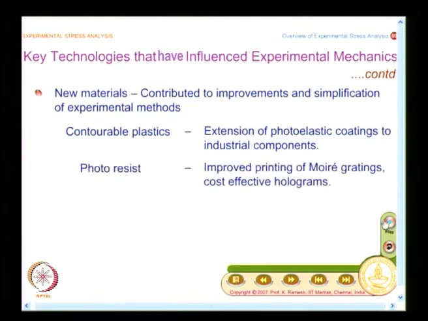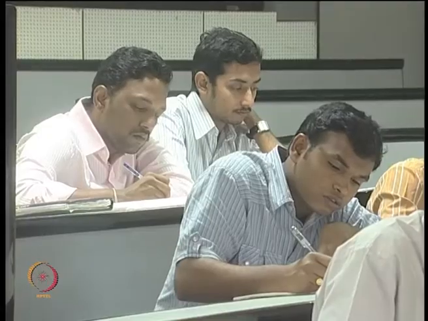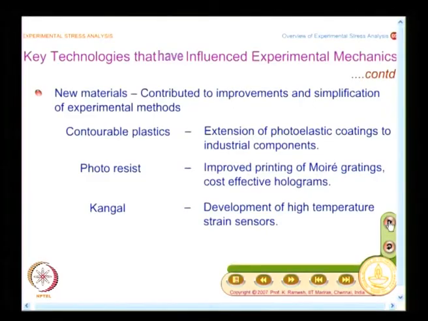And the development of photoresist has greatly influenced improved printing of Moire gratings and also cost-effective holograms. All these hologram stickers have some form of photoresist material. So, any material development has always influenced advancement of technology. Then if you come to high temperature strain measurement, the development of Karma alloy has helped, and you have high temperature strain gauges.